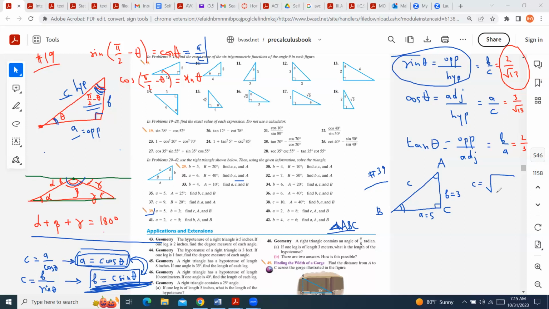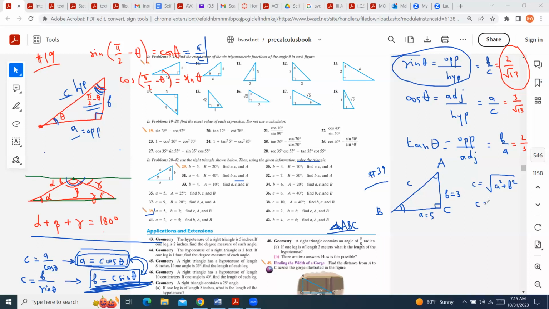Square root from A squared plus B squared. I say, Alex, you didn't even read what they want. Yeah, it's a good idea to read what they want. They say solve triangle. What does that mean? Well, to solve a triangle, you have to actually get all sides and all angles found. That's what's called solve triangle.